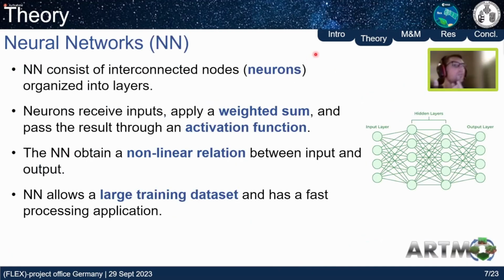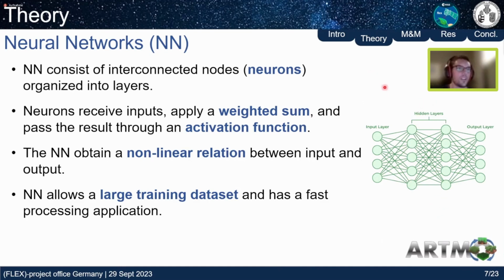And also, to obtain this emulator, we use neural networks. So after the two parts of the study, where we develop a SIF reconstruction technique and apply it to HyPlant images, we will train an emulator using neural networks. Neural networks consist of interconnected neurons that are organized in layers. This is an example of a neural network with two hidden layers.